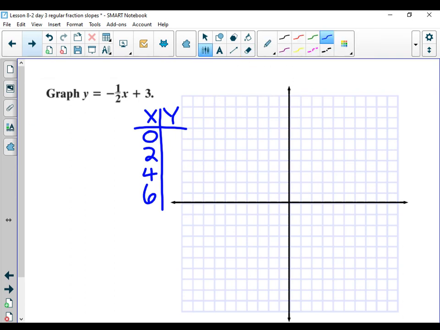So here's what I mean. It used to say half times x. Now it says half times 0. 0 plus 3. So I really think 0 can help you out on the fraction ones especially. Then half times 2. And don't forget our buddy negative over here. -1 plus 3, 2.